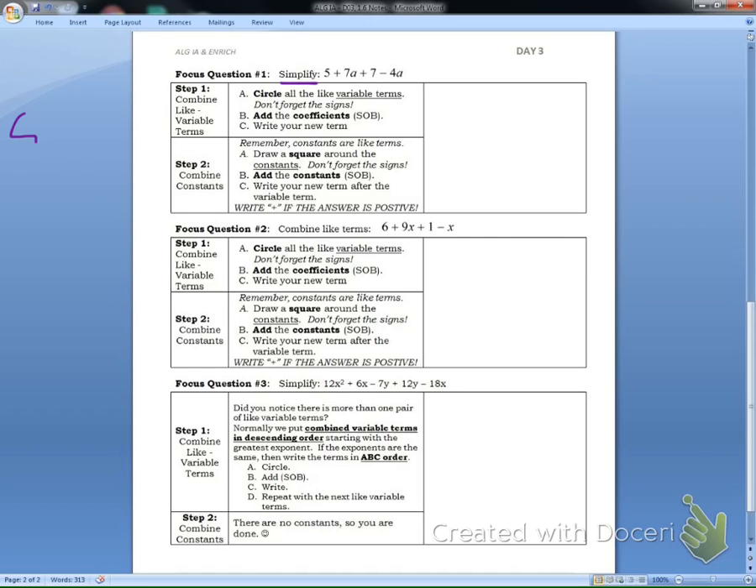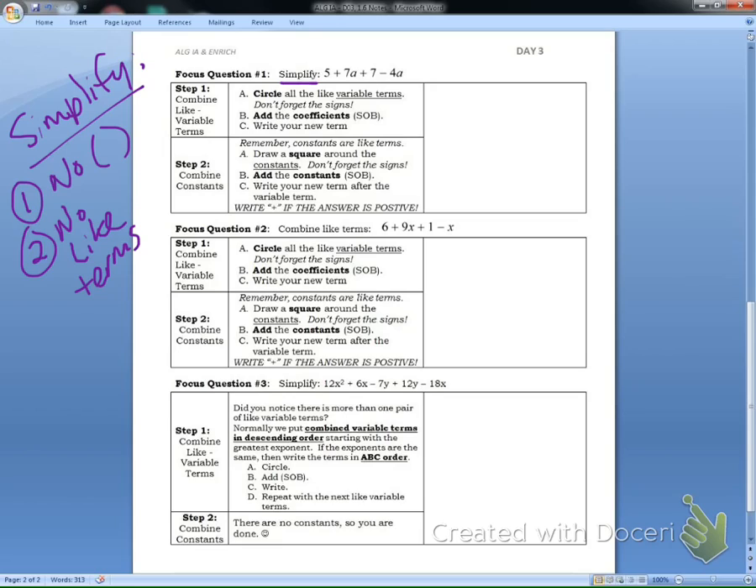First of all, let's make sure we understand what the word means to simplify. You're going to see this direction a lot. Before, remember, we had evaluate. Simplify means that you want to get the expression down so that there are no parentheses and no like terms. Now, the examples that you're going to have in this lesson, there are no parentheses. We don't have to worry about that. But the second thing of no like terms.